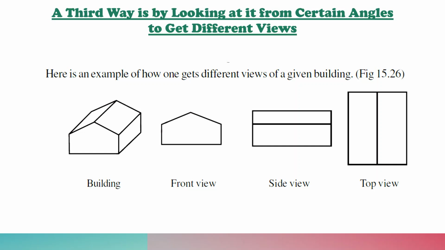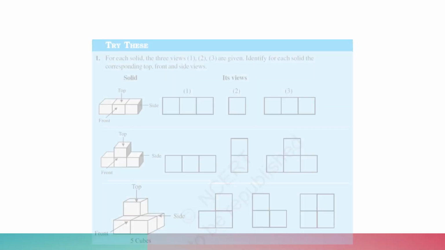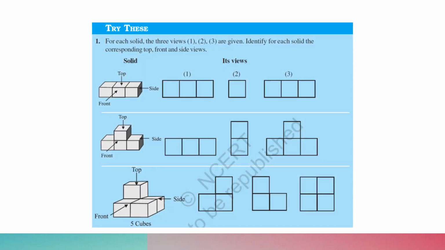So I took those questions over here. I have taken some of the examples, not all. You can try the remaining ones on your own. The question says for each solid, the three views, that are top view, front view and side view, are given. You need to identify for each solid the corresponding top, front and side views.